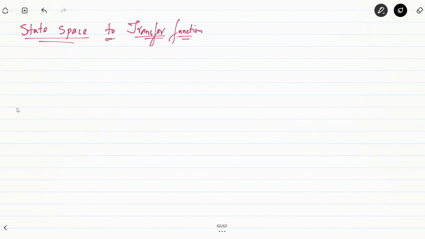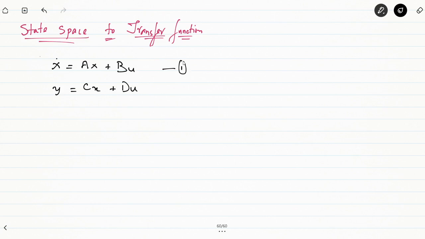A transfer function can be derived easily from a state space model, and we'll try to derive the equation for this, starting with defining the state space model. As we already know, the state space model of a system can be defined as x dot equal to Ax plus Bu, and y is equal to Cx plus Du. These two sets of equations represent the state space model of a system.